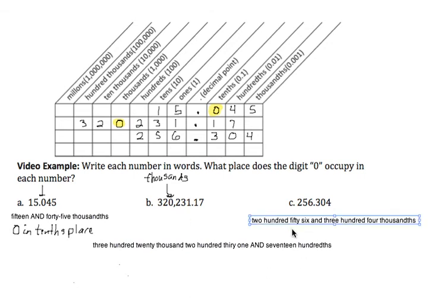Let's see how we would write that out actually in words. So we have 256 and 304 thousandths. Where is the 0? The 0 is here in my table. There's the 0 right there. In the table, the 0 is right here, and that is in the hundredths place. So let's put that right there.